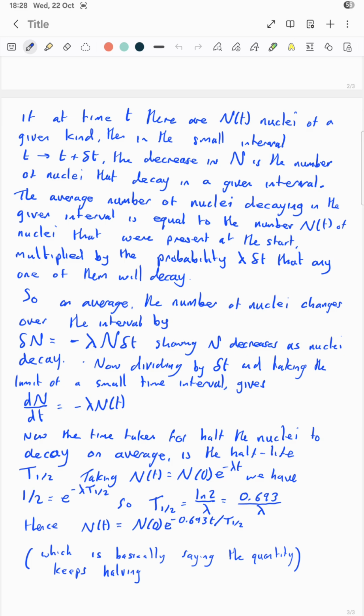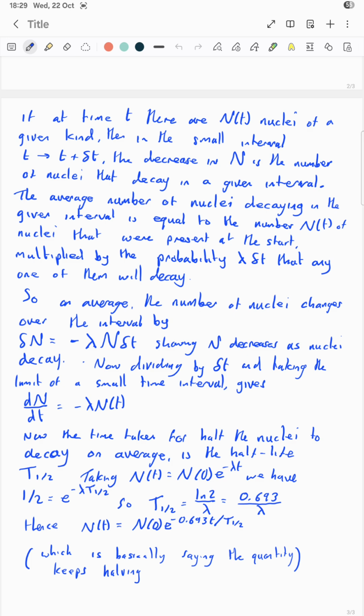But if at time t there are N(t) nuclei of a given kind, then in the small interval t to t plus delta t, the decrease in N is the number of nuclei that decay in that interval. The average number of nuclei decaying in the given interval is equal to the number N(t) of nuclei that were present at the start, multiplied by the probability, lambda delta t, that any one of them will decay. Any one individually will decay. So on average, the number of nuclei changes over the interval by delta N, which equals negative lambda N delta t, showing that N decreases as nuclei decay.